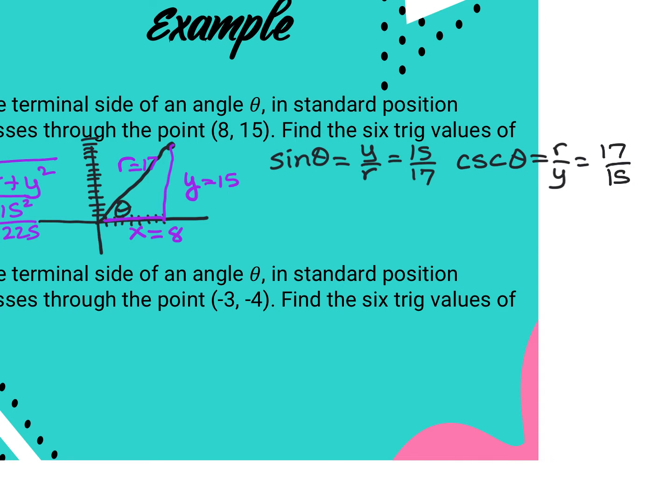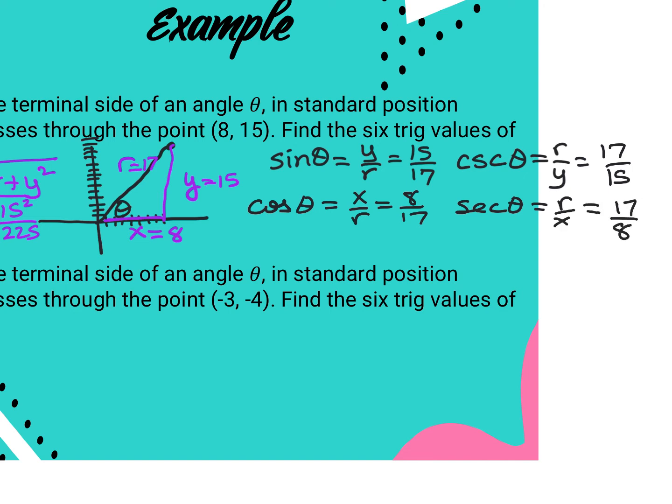Don't think that the two S words or abbreviations go together and then the two C's. It's got to be an S and a C together. So sine and cosecant, and then cosine and secant go together. Since the sine has the y, cosine gets the x over r, and you put 8 over 17. Its reciprocal is secant, r over x, 17 over 8.